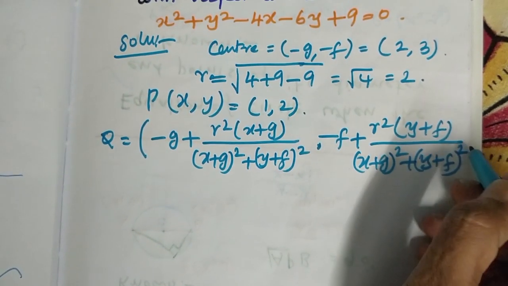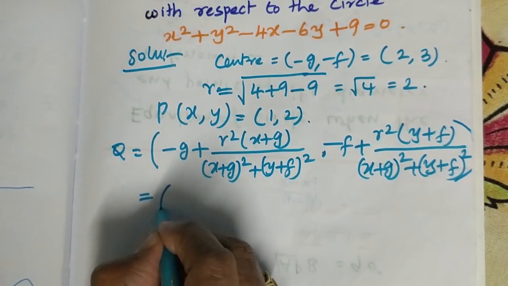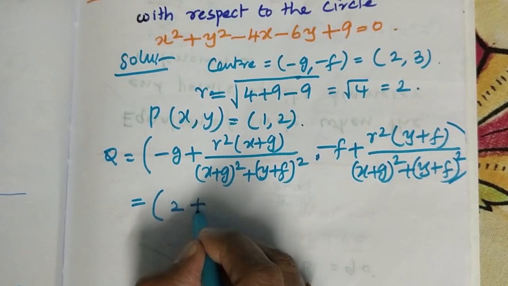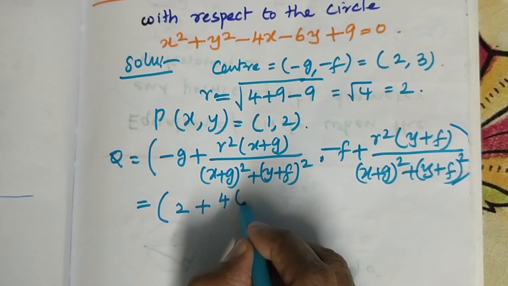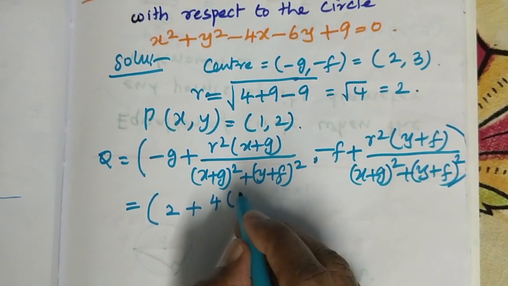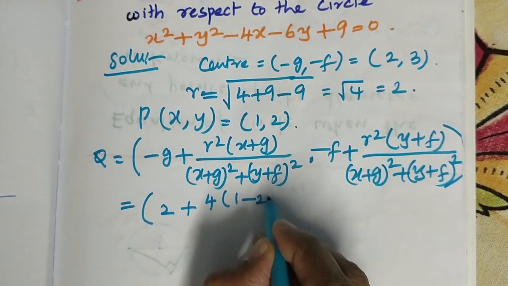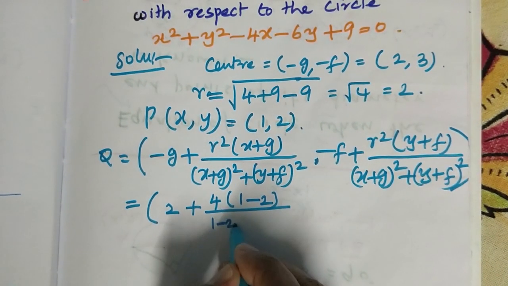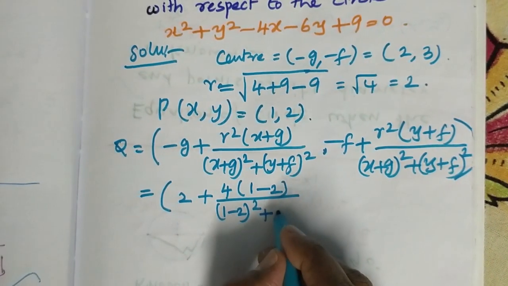Right, substitute in this. What is minus g? That is 2 plus r square is 4, 2 square is 4 into x is 1 plus g is minus 2. 1 minus 2 divided by 1 minus 2 whole square plus y is 2. So 2, that is f is minus 3.